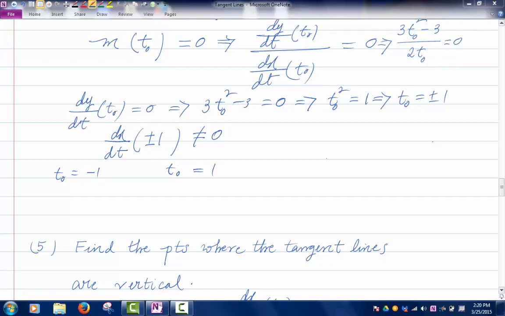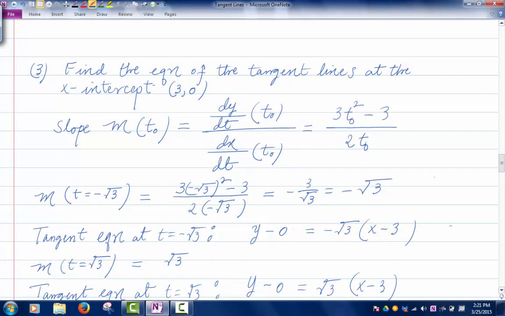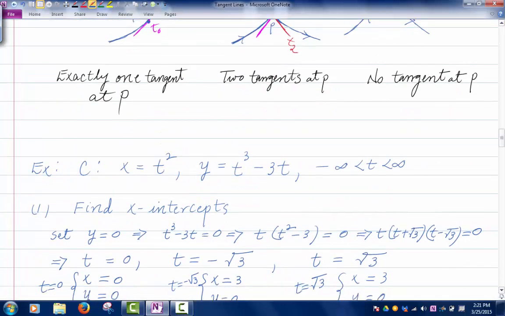So can someone tell me then what are the corresponding points on the curve to these values of t? So what is the value of x corresponding to t equals to negative 1? 1. What is the value of y? I think this is positive 2, right? And then this would be x is still 1, and y is, this time is what? Negative 2, right? So I mean, let's go back to y, the y definition. So I am plugging in 1. If I plug in 1 here, I get 1 minus 3, so that's negative 2. If I plug in negative 1, I get negative 1 plus 3, so that would be 2. So 2 and negative 2.